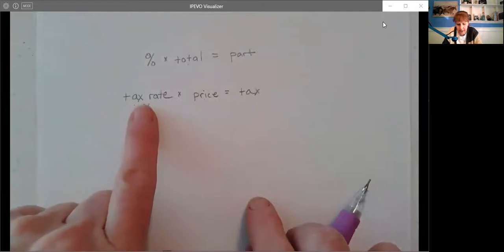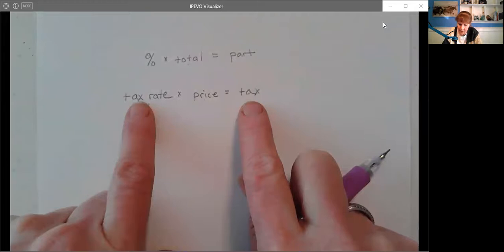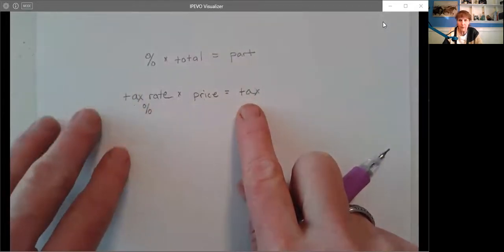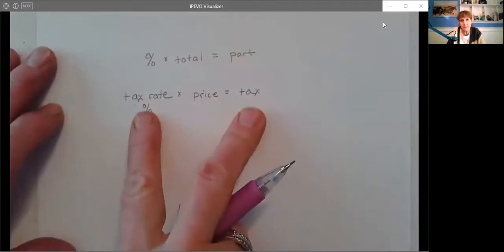So the percentage and this side over here are always related to each other. If this is the tax rate, you're going to get the amount of the tax. And we'll talk about that with some examples in a minute. You've got to make sure those two ideas match.